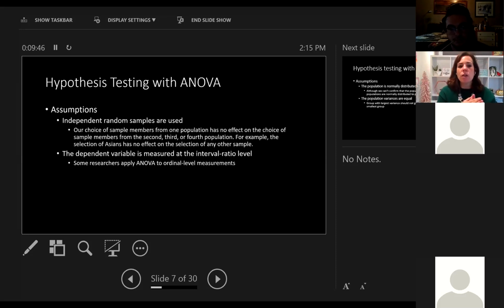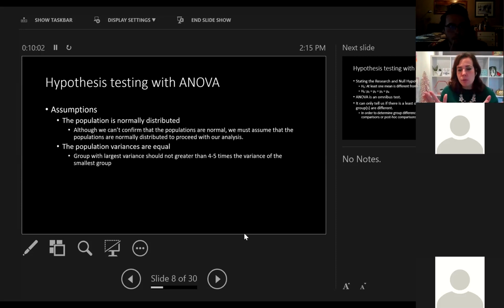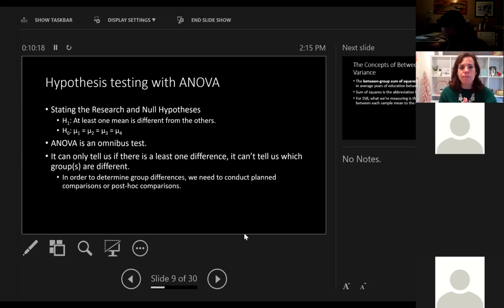Okay? And the dependent variable is measured at the interval ratio level. This cannot be at the nominal level. We need to have actual data to see the difference. And you'll see it's because we're comparing means, so we need an actual value for that. All right. Other assumptions we need to keep in mind, much like almost every other analysis we've done in this course: the population needs to be normally distributed, and we're assuming that the population variances are equal. So again, 2 assumptions going into this analysis.